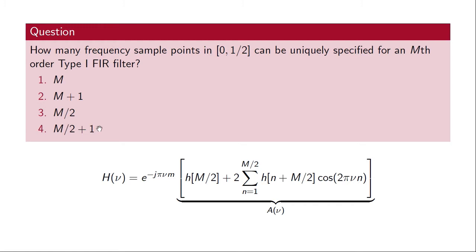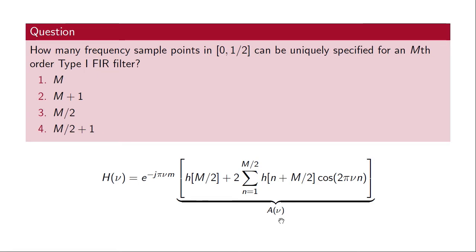The answer is option number 4. We can uniquely specify m over 2 plus 1 frequency sample points. And this is because we're dealing with the type 1 FIR filter. It has to be symmetric. So if it has order m, it has length m plus 1. So it's only m over 2 plus 1 taps that are unique. The rest are determined by the symmetry property.